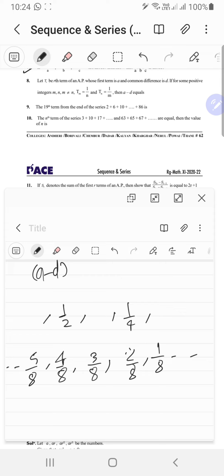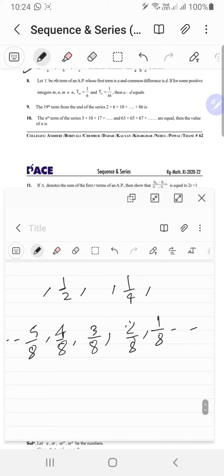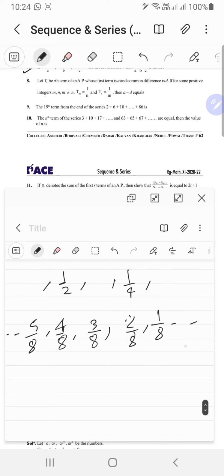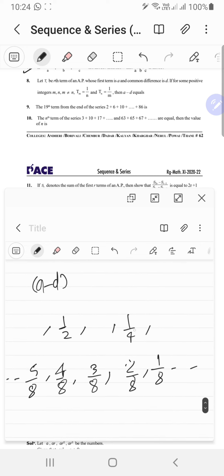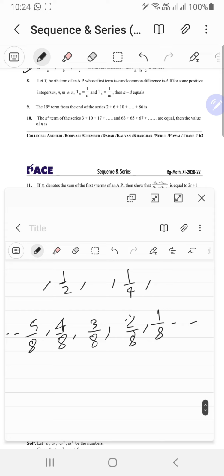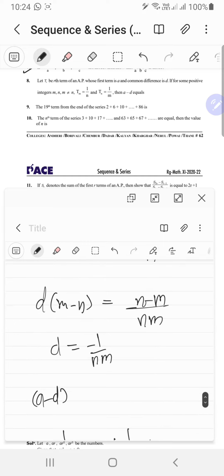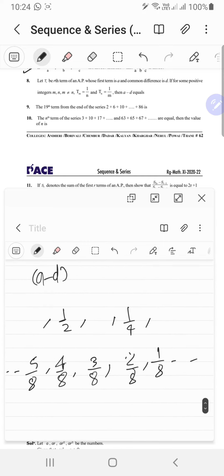So what that means is you can have so many different APs where these two conditions are given. You can create the whole AP from that condition. We just need to know what m and n values are, and from that we will have the whole AP. That means you just need to write a minus d in terms of m and n.